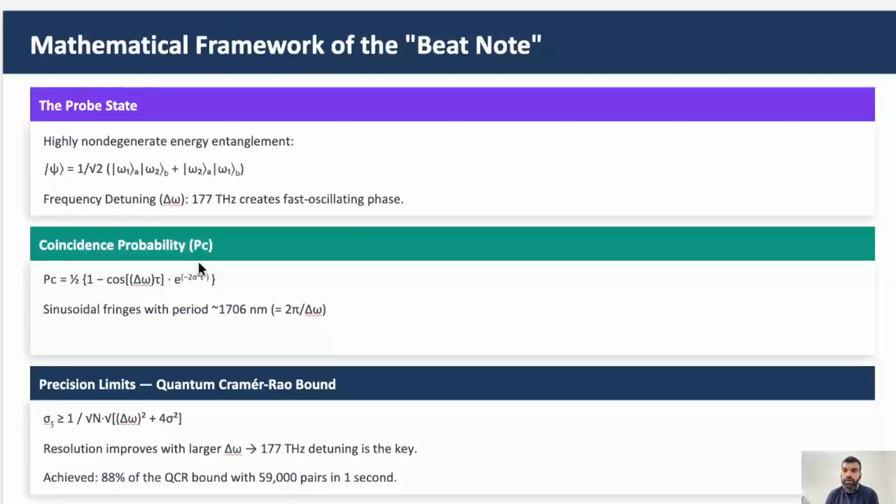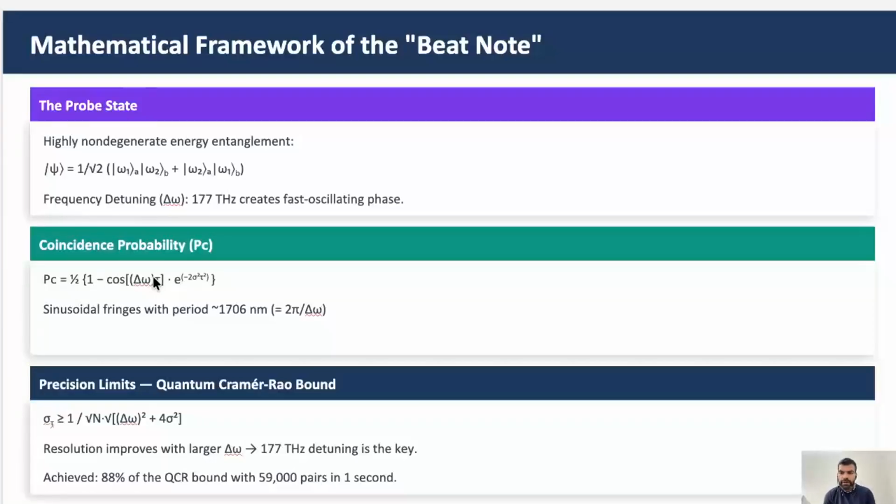The cosine term creates the fast oscillating sinusoidal fringes. The period of these fringes is 2 pi divided by delta omega, which works out to about 1706 nanometers, exactly what was measured experimentally. The exponential envelope term, controlled by the photon bandwidth sigma, sets the overall window over which fringes are visible. Because the photons have a nanometer-scale bandwidth, this envelope is very wide, about 0.7 millimeters.